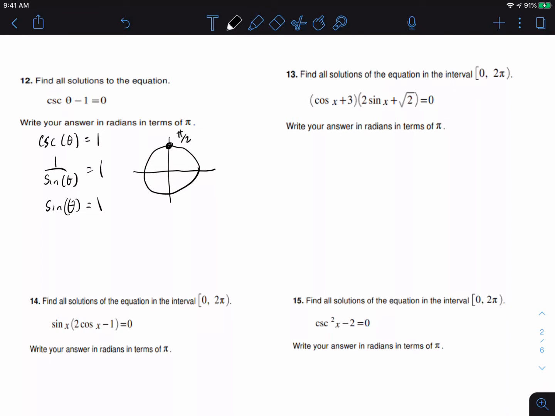And again, since there's no restriction, we're going to get theta is equal to pi over 2 plus 2 pi k. And there's only one solution formula for this because it only happens at one place on the circle. Is that clear to you guys?